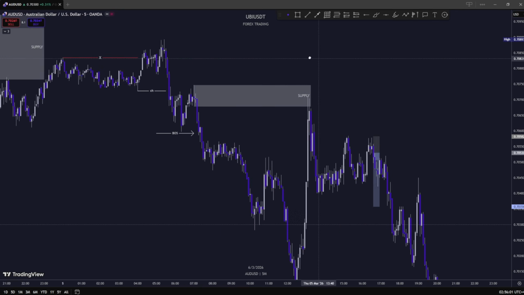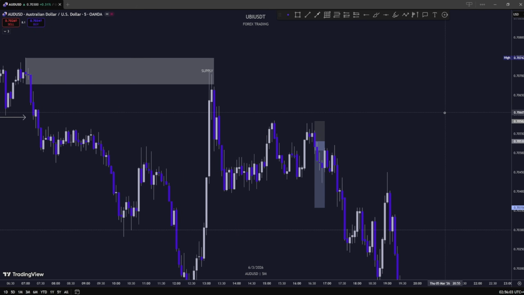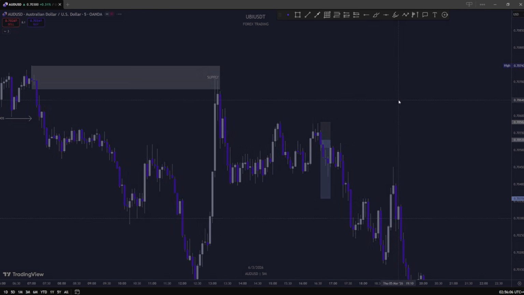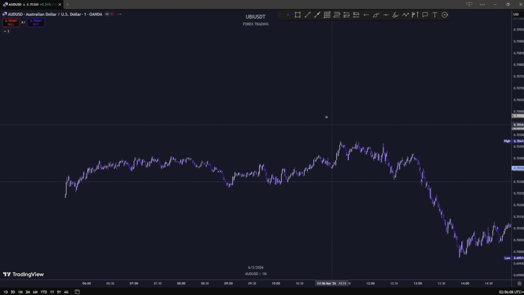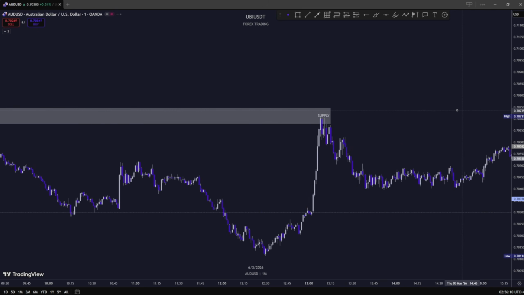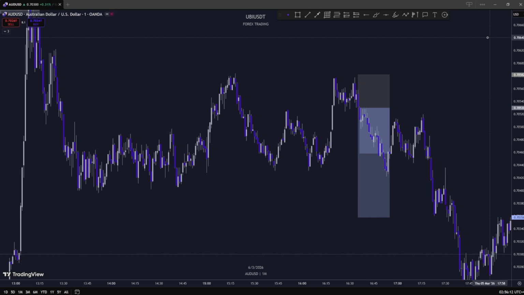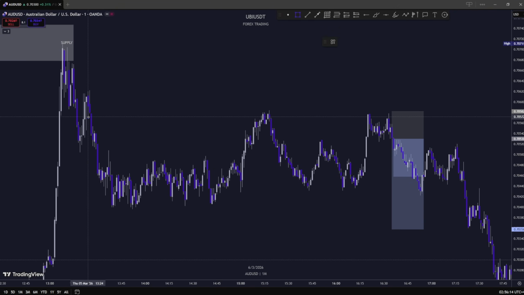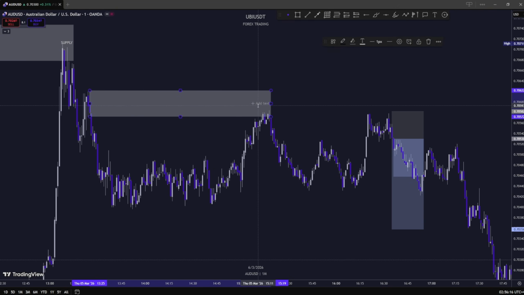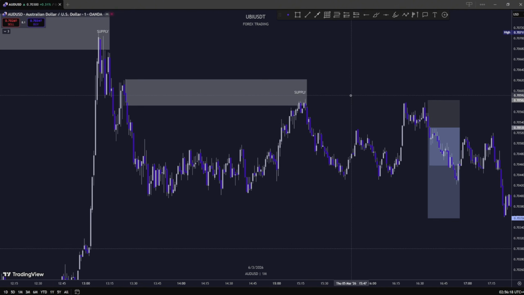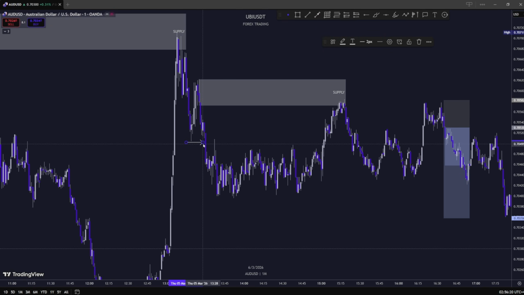And on 5 minutes you can see what we had. So guys, it was 1 minute. From 15 minutes I went to 1 minute right here, and I can see that price is respecting bearish order flow. Price is just respecting supply zone after supply zone. So here you had another minor breakout structure.